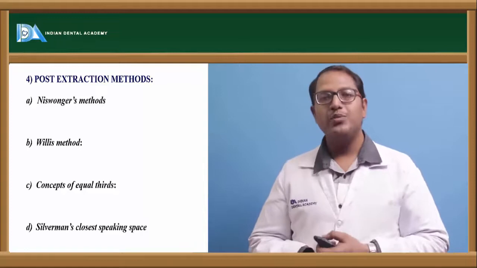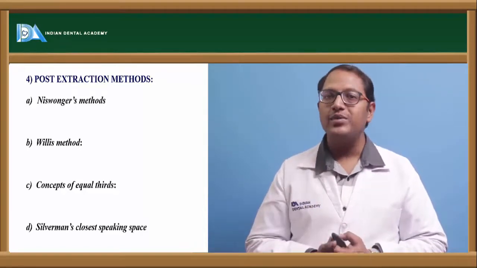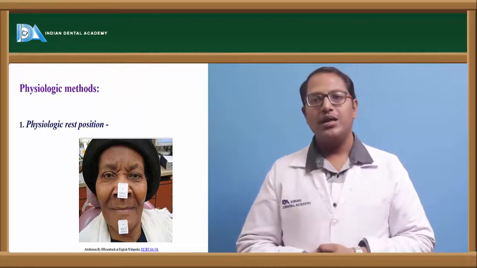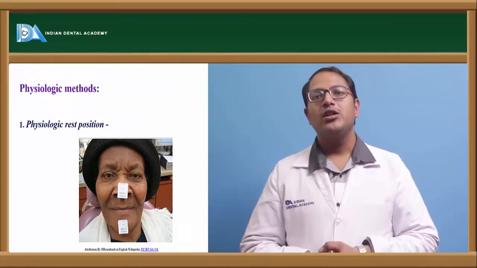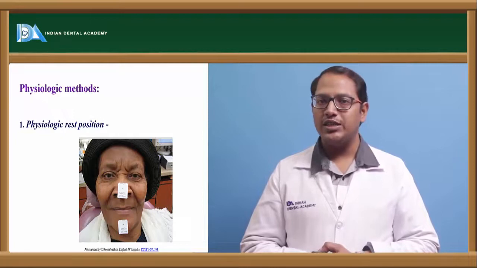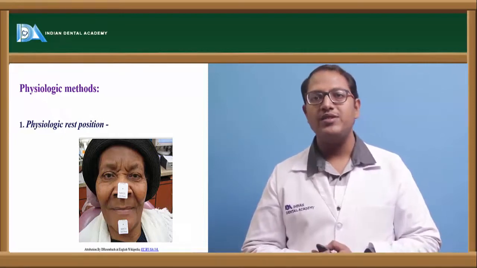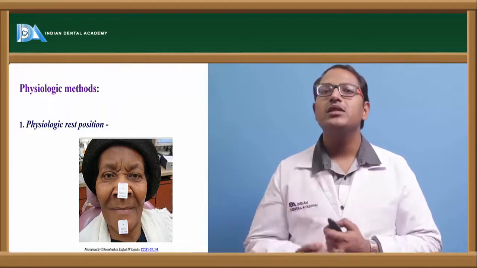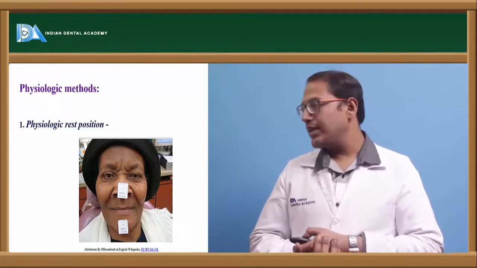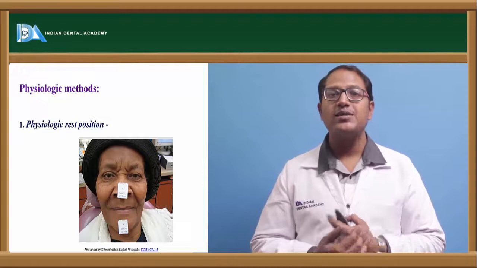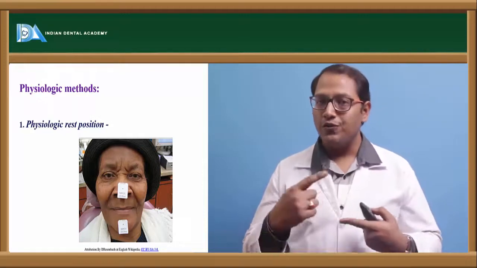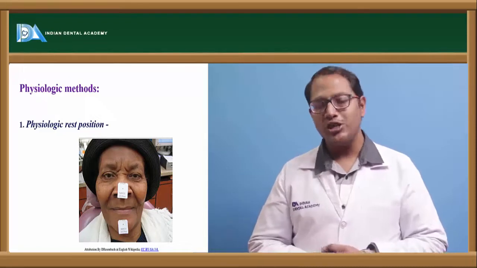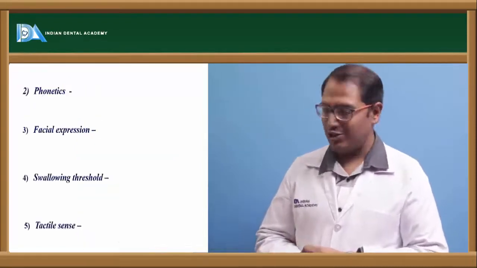That is another important thing you need to mark, and that will again decide the vertical dimension of the particular patient. Coming to the physiologic methods. The physiologic methods are the ones I mentioned: Niswonger himself gave one method, putting a mark on the chin and the nose, which was reciprocated in the physiologic rest position, where he asked the patient to do certain movements. So physiological work was happening. That method was considered a physiologic method of recording vertical dimension.